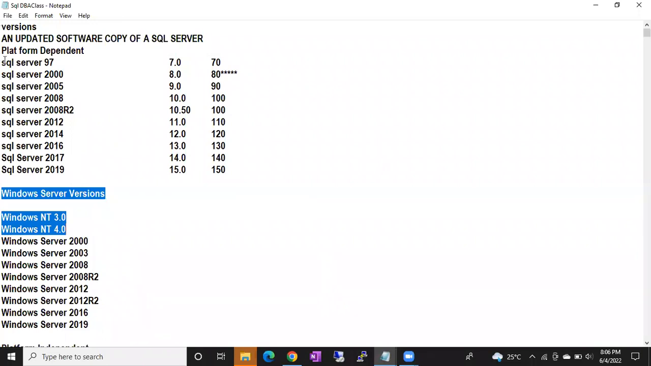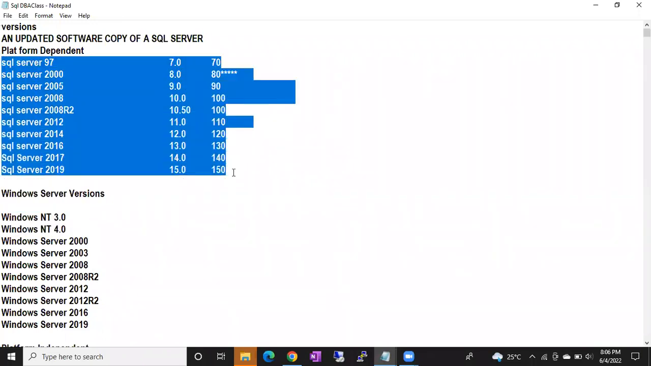Guys, SQL Server is a software, right? If I want to install a software, what should I have? Can anyone tell me, guys, please? OS. Very good, super. Okay, I should have an operating system, right? Without an operating system, I cannot install.